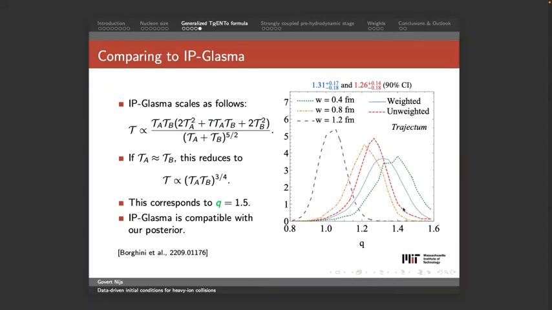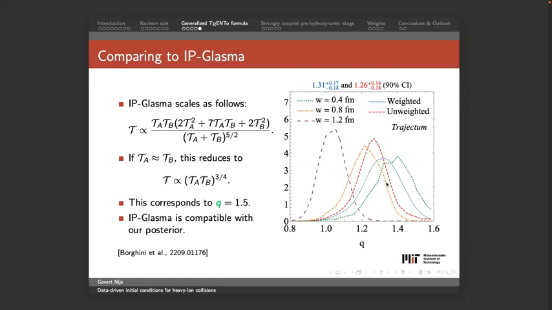So then another interesting question you can ask, like I said, you can test theory. How does this compare to IPGlasma? It turns out from this reference that IPGlasma scales like this. Unfortunately, we don't really capture the IPGlasma scaling. But if you assume that TA and TB are roughly the same, then that reduces to this. And that corresponds to Q equal to 1.5. And if you then look at the posterior again, you see that this is on the high end, but still compatible with the experimental data. So we rule in IPGlasma, at least for now.